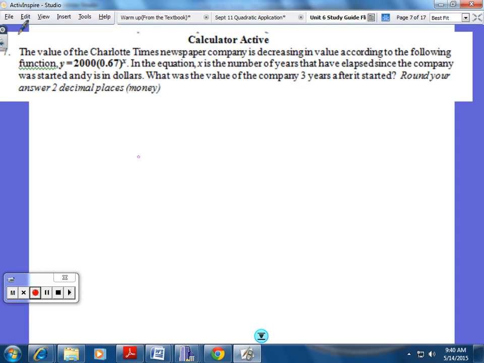Now this is either an exponential growth or an exponential decay equation problem. It says that the Charlotte Times newspaper company is decreasing in value. So since it's decreasing, it's going to be exponential decay. They give us how it is decaying with this equation: y equals 2,000. 2,000 is how much was there in the beginning, or how much money something was worth in the beginning, or how much it weighed in the beginning.